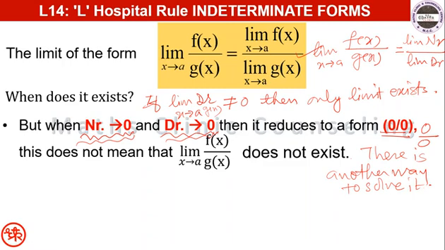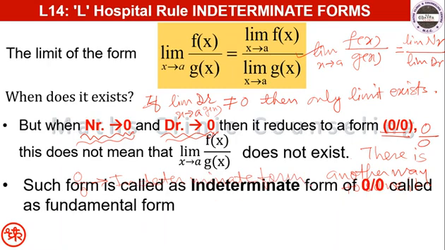Such a form of limit, 0 by 0 form, is called an indeterminate form. This is called a fundamental, basic indeterminate form. So 0 by 0 form is a basic form, the first fundamental form.